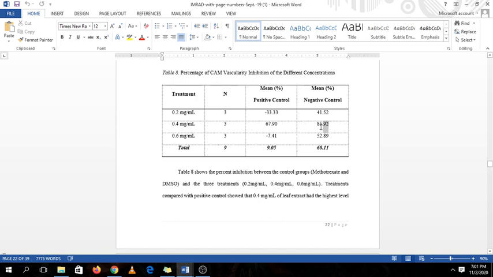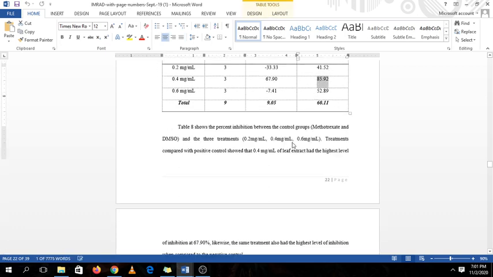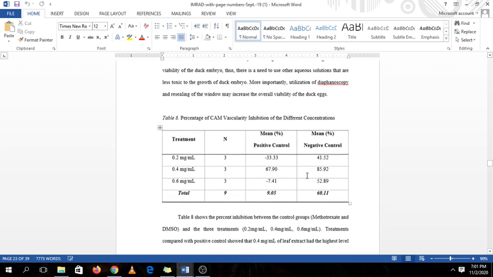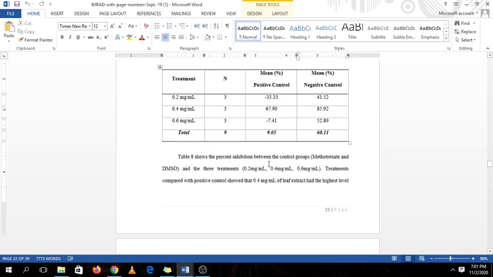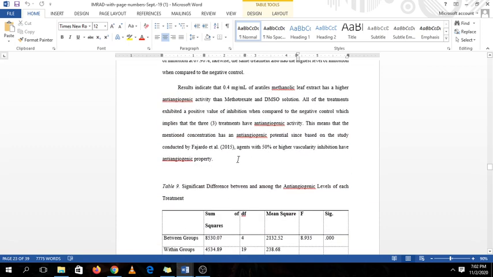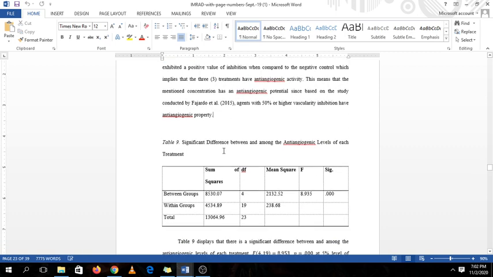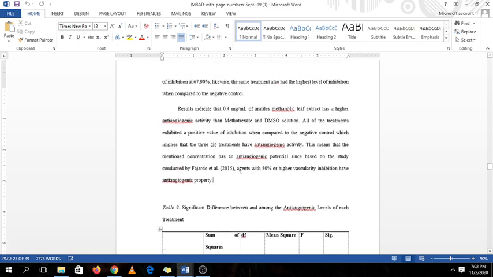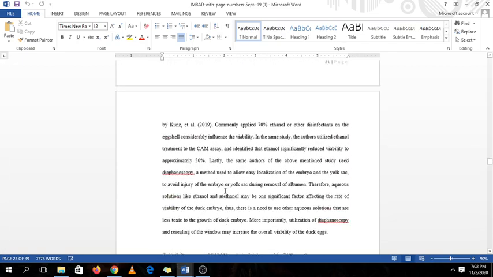Okay? Because it has 85.92. So you state in your discussion that it has the highest anti-angiogenic activity because it has 85.92 mean percent, and of course, the 67.9 percent of the positive control. Okay? So you can state that, and of course you can cite studies that are supported by your results. And of course, the statistics are usually placed here, but there is no statistical test yet, so we'll only focus on the raw data.